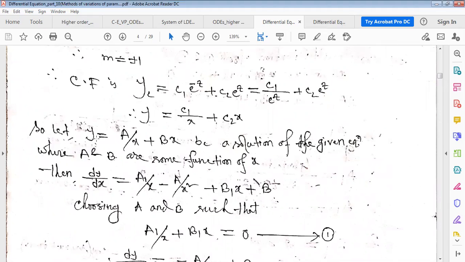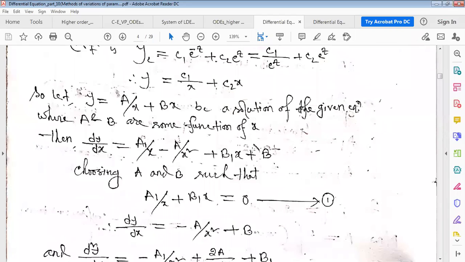So the general solution y equals A divided by x plus B into x be the solution of the given equation, where A and B are some functions of x only. Now taking the first differentiation on both sides of this solution, dy/dx equals, by the UV process, A is a function of x, 1/x is also a function of x.